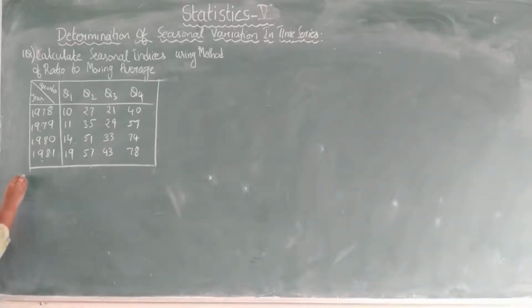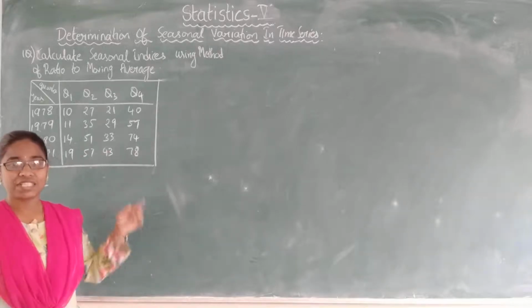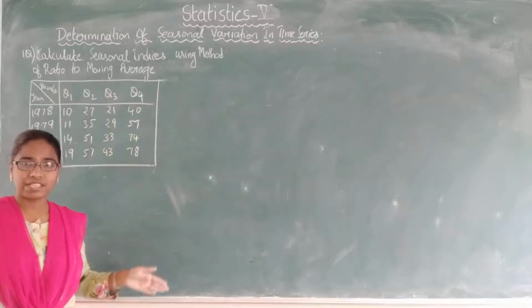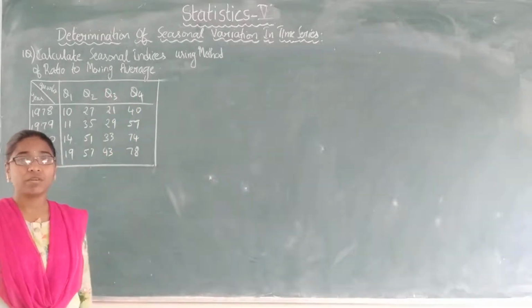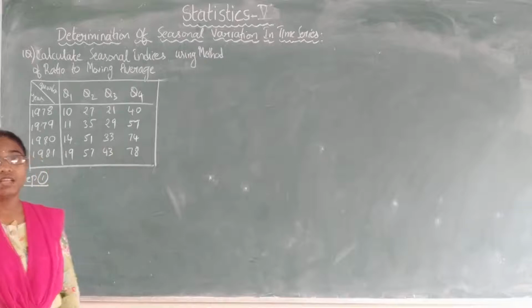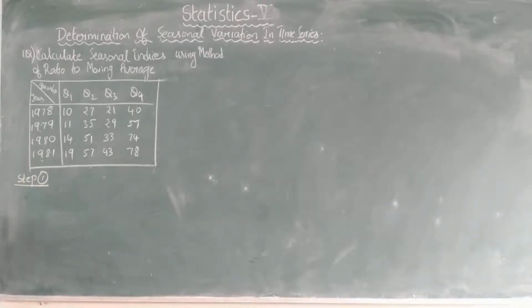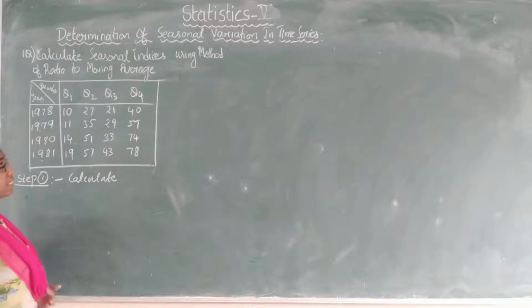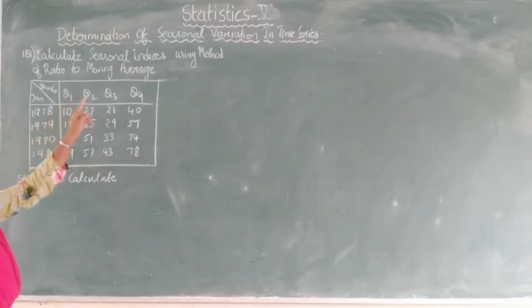So what is the first step we have to do? We have to calculate the moving averages. Earlier, when calculating moving averages, we didn't have this format, right? We used to have year-wise data. Quarterly we didn't do, right? How to do this? The first step is to calculate moving averages. Here the data is divided quarterly.